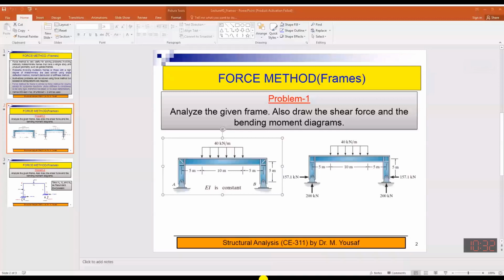Now in this case, the solution is given over there, 157.1. This is the horizontal reaction. This is the solution. How can we solve it? This will be shared with you.